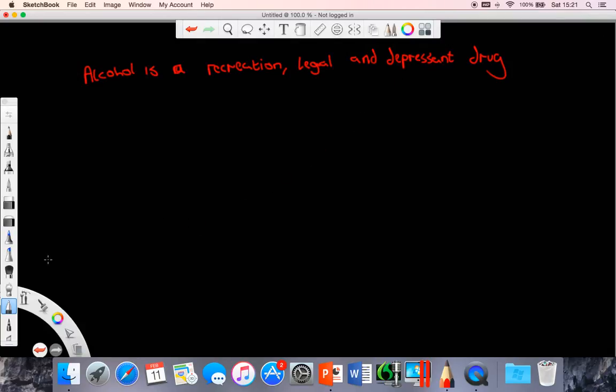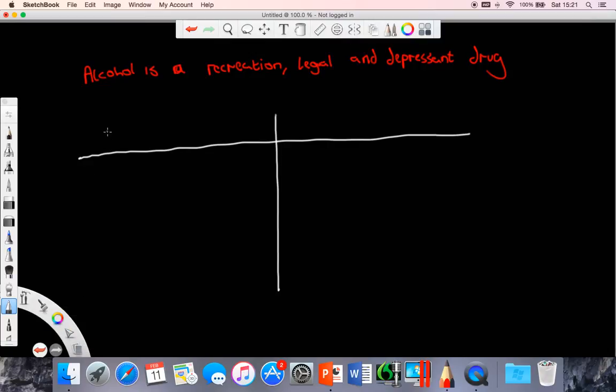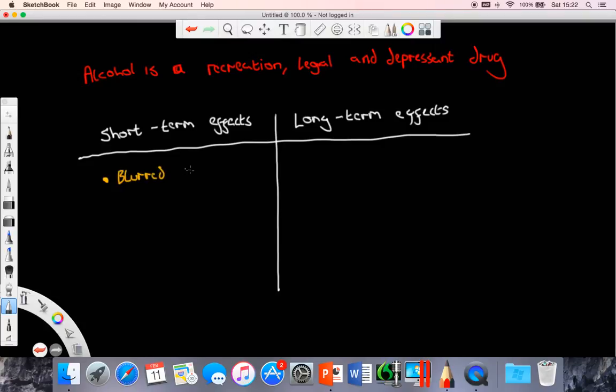Okay? Now, we could look at alcohol and we could say that it's got both short-term effects and long-term effects. Okay? So these are the short-term effects of alcohol, and we've got the long-term effects of alcohol. The short-term effects of alcohol include things like blurred vision. We have things such as slow reactions, because it's a depressant drug, remember? So you have slowed reactions.